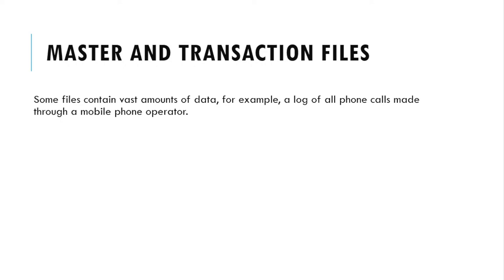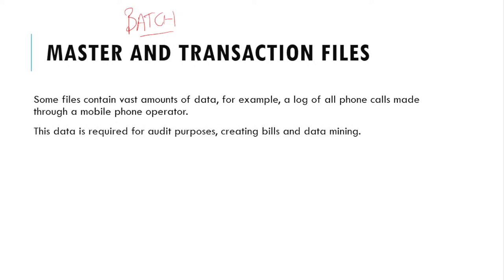So now you've got two types of transaction files, okay? Now these are created for a batch process, yeah? Remember batch processes? Lots of data over and over again. Some files contain vast amounts of data, for example, a log of phone calls made through a mobile phone operator. So this data is required for audit purposes, GDPR, creating bills, data mining.